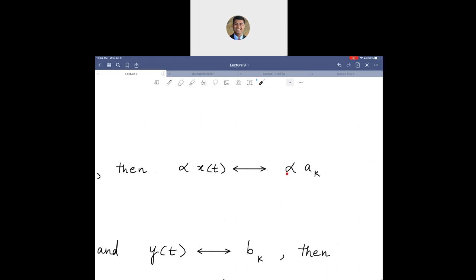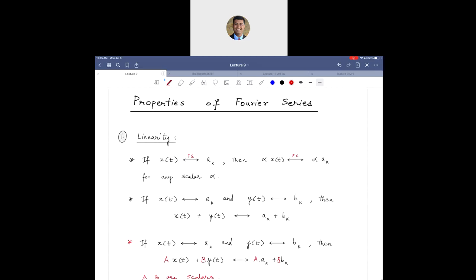And it's very easy to prove, because all you have to do is use the formula for Fourier series coefficients, which involves an integral. And you say, okay, my new signal is alpha x of t. Because alpha is a scalar, it'll come out of the integral, and you will end up with alpha a sub k. It's pretty straightforward to prove this, because integration is not going to be dependent on alpha, so it can come out of that integration. Alpha x of t, Fourier series coefficients, alpha a sub k. This applies for any scalar alpha.